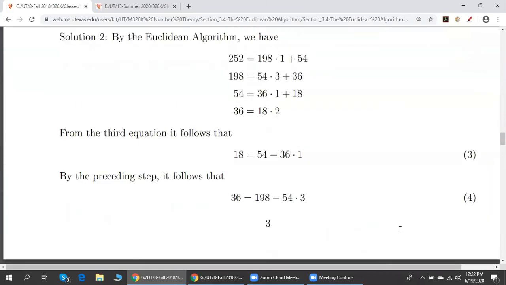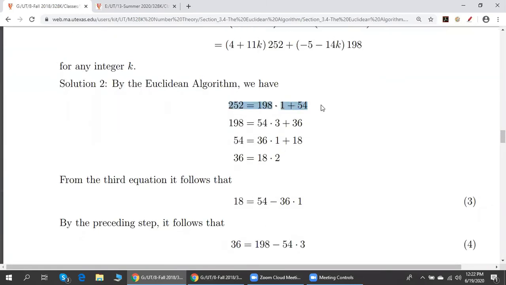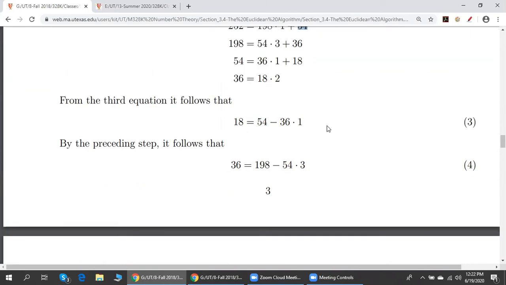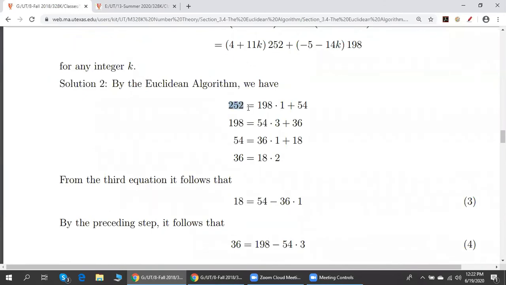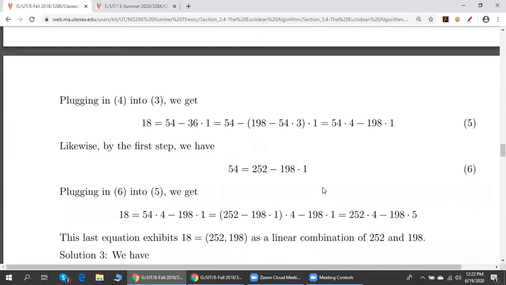Keep going. According to row number 1, 54, which is over here, is equal to this minus this. It's exactly what we have over here. Last step. We copy this over here and then replace 54, which is over here, by this expression. Done. And then expand parentheses.